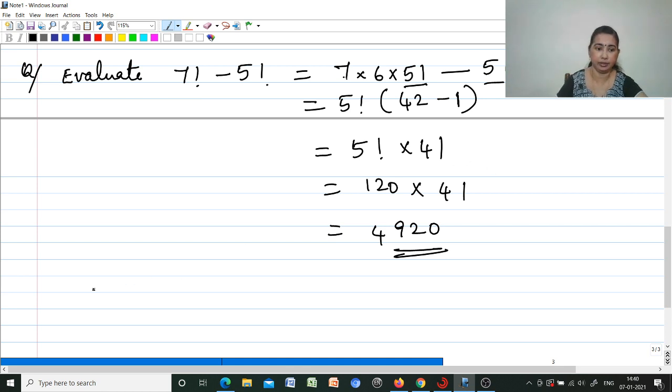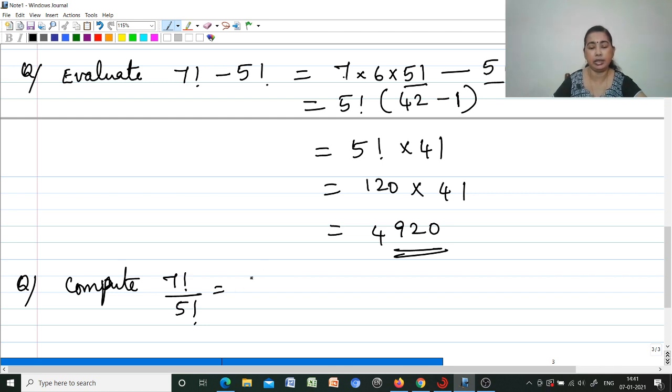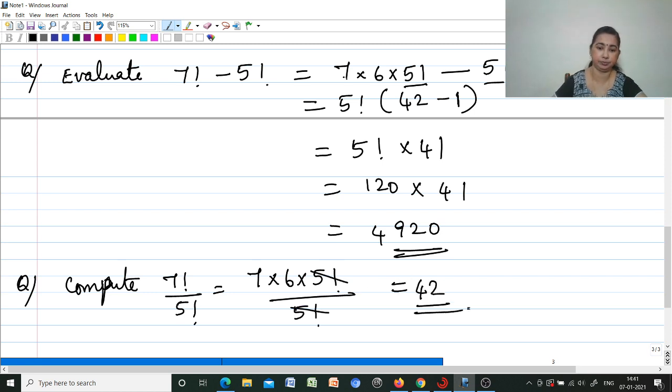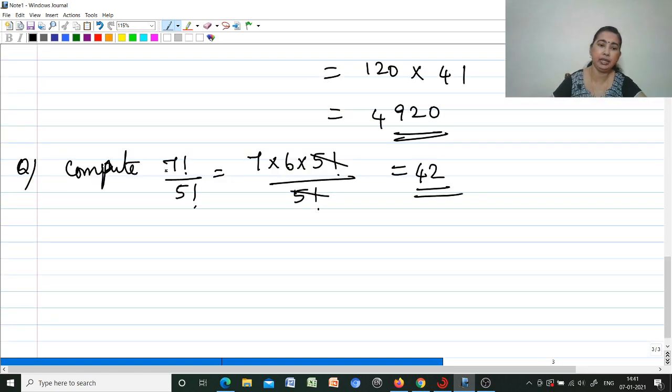Now another one, compute 7 factorial by 5 factorial. So that is 7 into 6 into 5 factorial divided by 5 factorial. This 5 factorial gets cancelled, the answer is 42. So there is no need of multiplying the complete 7 factorial, 5 factorial and all. We only have to go up to where we get the common term.